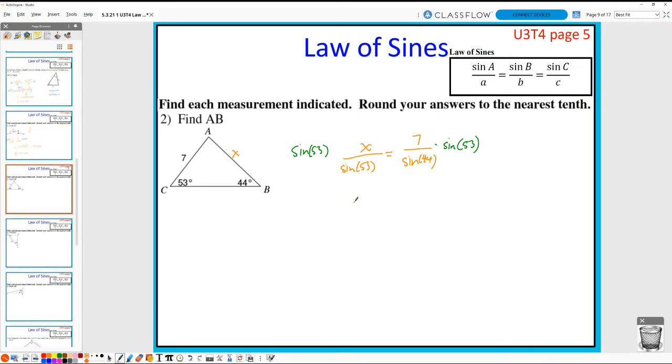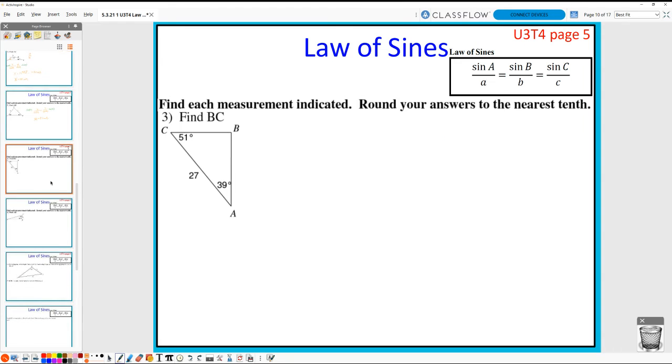So therefore, X, or AB really, AB is equal to 7 divided by sine of 44 multiplied by sine of 53. That's going to equal 8.04, or 8.0 units. So these aren't too bad, I don't think, overall. They're pretty straightforward. It's really just make sure you know where your information is, or what your relationships are.